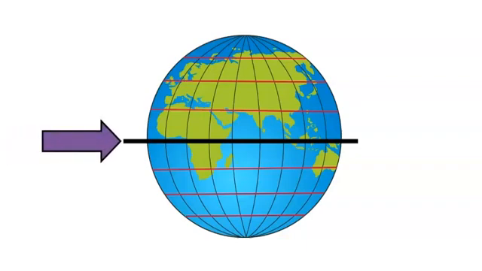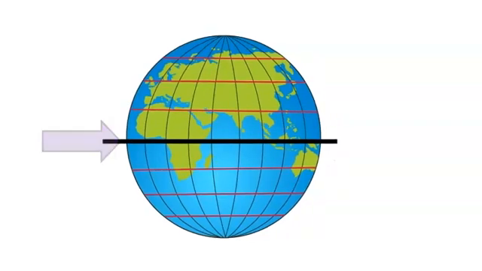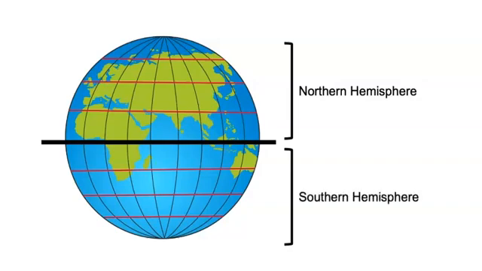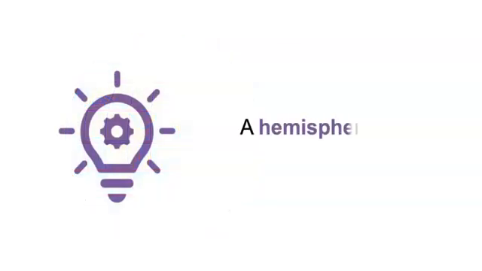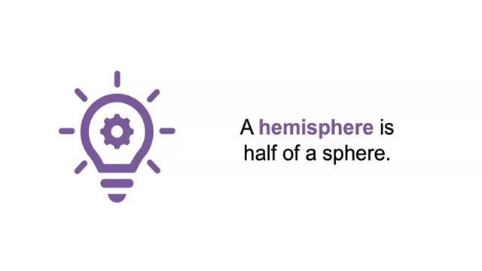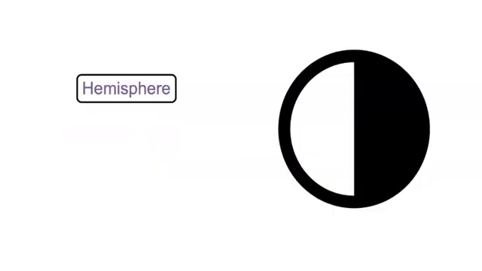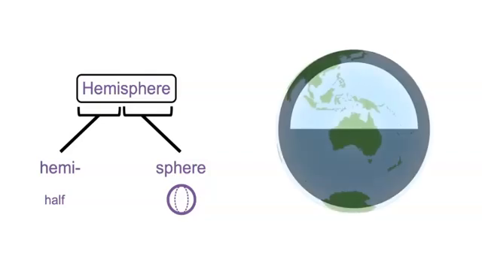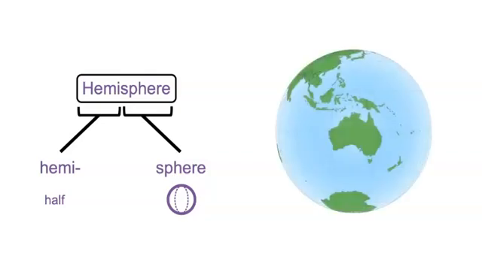The equator is the line that cuts the globe into north and south halves. All locations north of Earth's equator are in the northern hemisphere, and all locations south of the Earth's equator are in the southern hemisphere. Have you heard the word hemisphere before? A hemisphere is half of a sphere. The prefix hemi means half, and the sphere is a round, three-dimensional figure such as a globe or a ball.